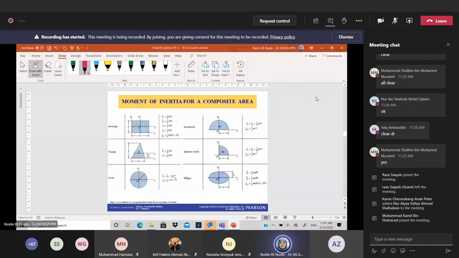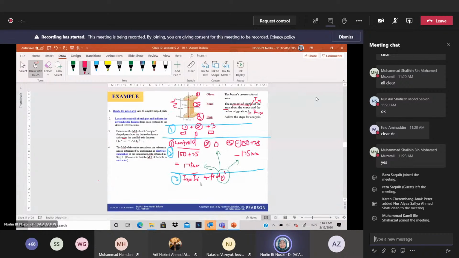So just now our question is on a rectangle. So Ix bar is equal to 1 over 12 BH^3. So you need to look back. For our situation, it is equal to 1 over 12 BH^3. Am I right? BH^3, yeah.